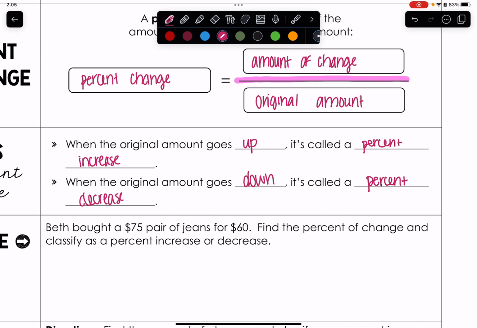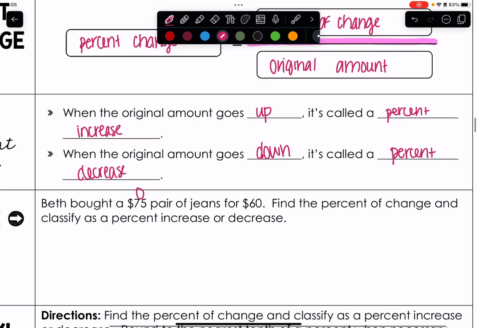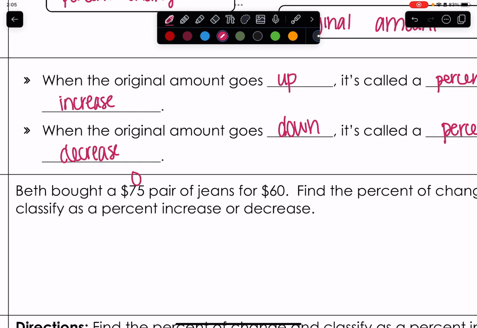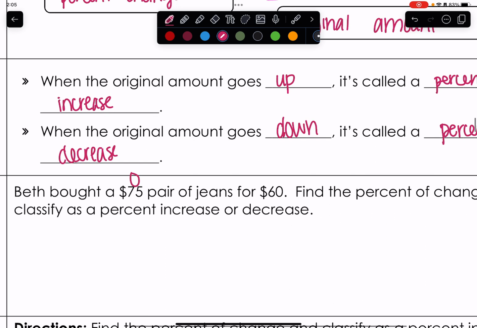So it says Beth bought a $75 pair of jeans for $60. We want to find the percent change and tell me if is it an increase or is it a decrease. So I want to know what percentage has changed. Starting from, I bought my pair of jeans for $75. So what I like to do is I like to write an O for original. That's my original number. That's what it would have been. But I actually got to buy it for $60. So that would be my newer price.